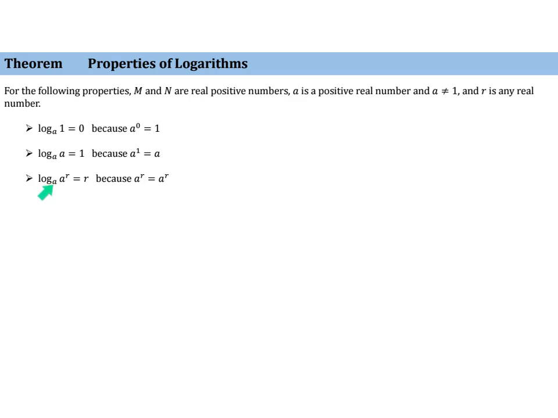So, likewise, a to what power is a to the r? A to the r is a to the r. This one may be a little bit odd, but if we look at just the exponent for a moment, log base a of m, what does that mean? Log base a of m is the exponent that makes a become m.